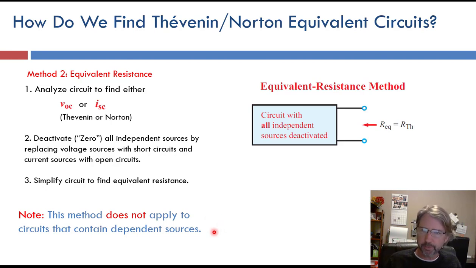But it doesn't work if you have dependent sources, which are the diamond-shaped ones. So if you have a circuit with dependent sources, you have to use one of the other methods. There are 3 methods that we'll see today.